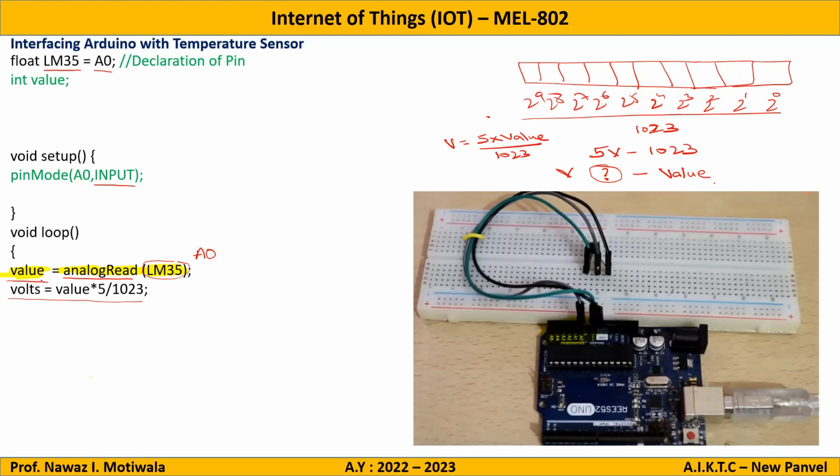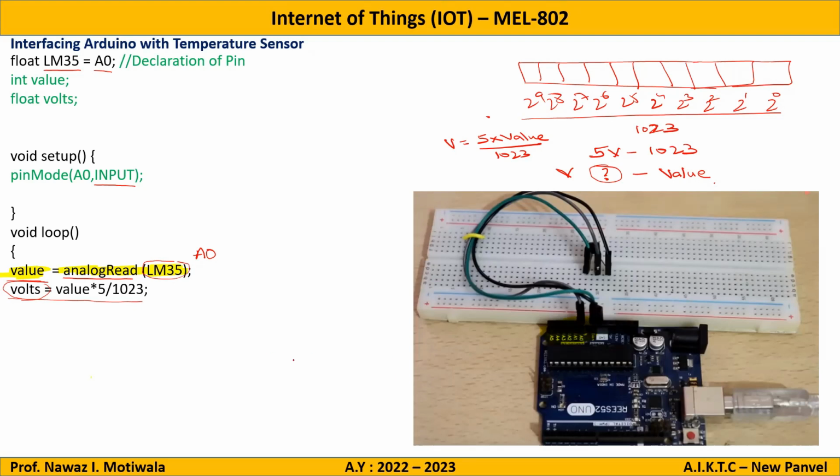Now again you can see that I have taken one more variable named volts, so I have to declare it in the initial part. I will write in the initial stage, after int value, float volts. Int and float are used where we need just an integer value and where we need a float value. Float value means it will also consider decimals. In int it will not consider decimals, it will give you only the number without decimals.